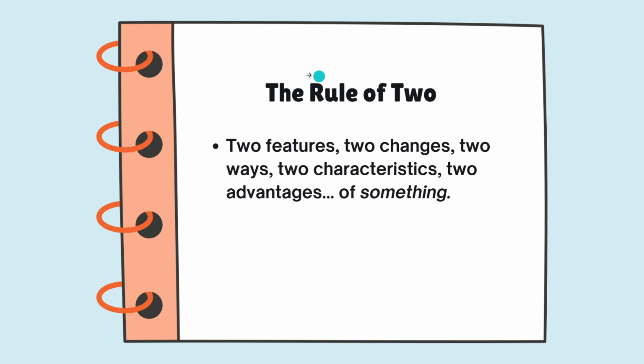I want to emphasize what I've always called the rule of two. The lecture is going to be about two features of something, or maybe two changes that happened at some point in history, or two ways that something is done, two characteristics of some concept, two advantages of something. It's about two, right? That's what I want to emphasize. You've got to be listening for two different things that are related to each other. And I'm going to give you the example in just a second, so you'll see what I mean.